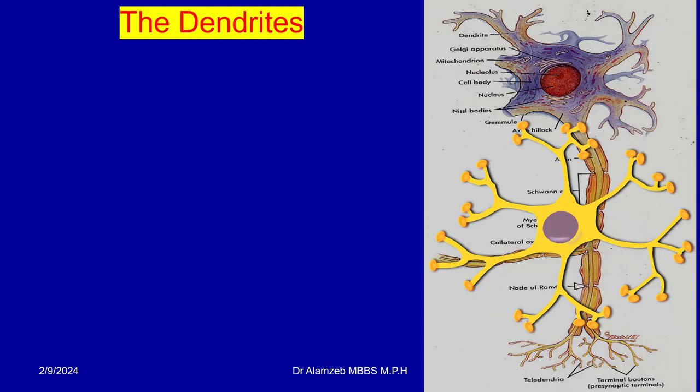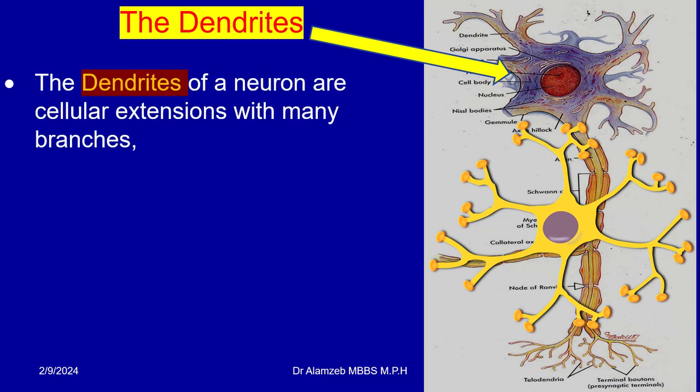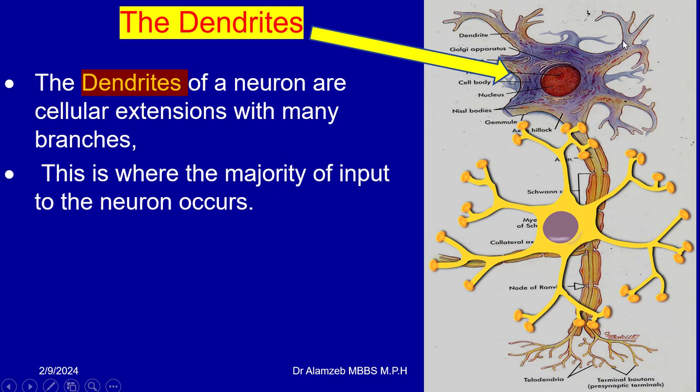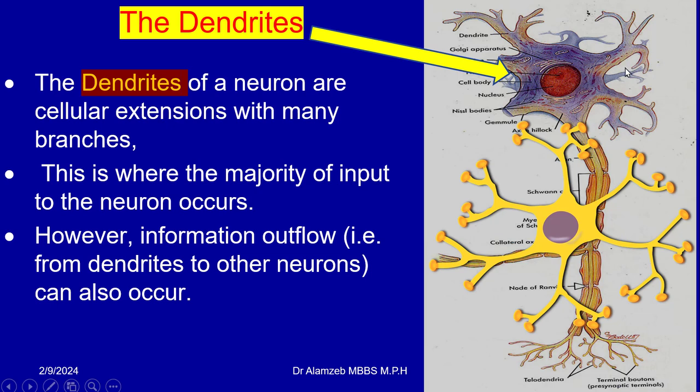These are the dendrites. The dendrites are cellular extensions with many branches. These extensions are again divided into many branches. This is where the majority of input to the neuron occurs. However, information flow from dendrite to other neurons can also occur. The neuron receives information at the dendritic level. Most of the information is received at the dendrites and then sent in the forward direction, but information can also be sent from dendrites to other neurons directly.